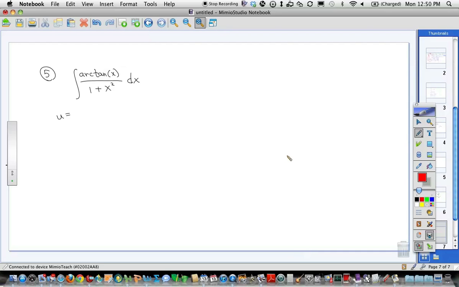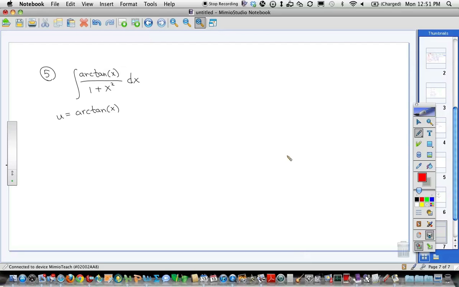Again, if this was a derivative, this would look tough. It looks like a quotient rule, it'd be a mess, right? Well, it turns out that they tell you to let u equal arctangent x. Now, that doesn't fit what I told you earlier, that you let u be the inside, right? There's no inside. Well, sometimes you don't have an inside.